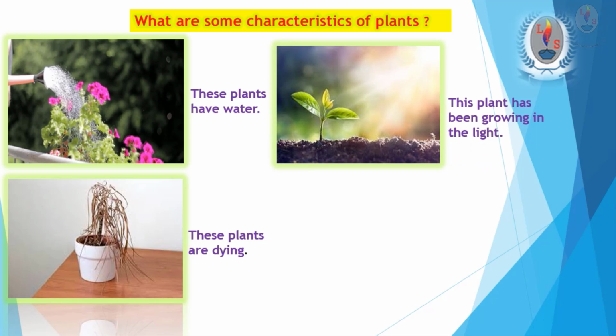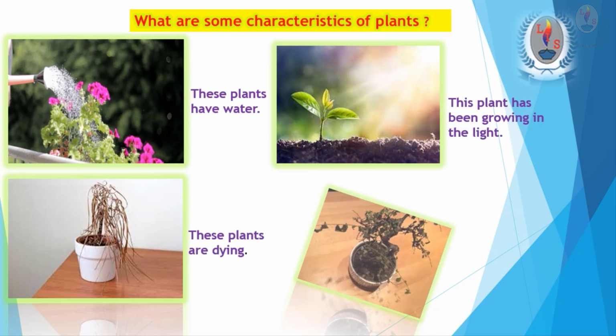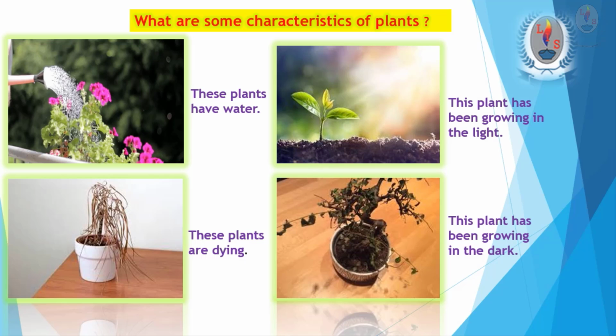In this picture, this plant has been growing in the light. In this picture, this plant has been growing in the dark. So children, tell me why this plant is dead. Yes, this plant also does not get air, water or light. So children, why does that happen? Because plants need air, water and food to stay alive.